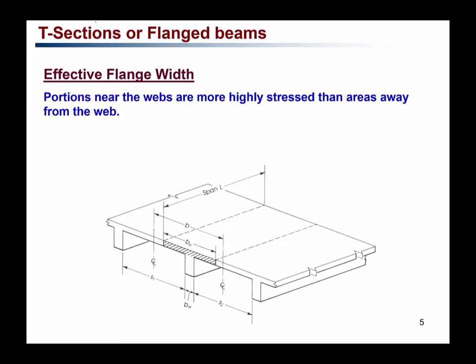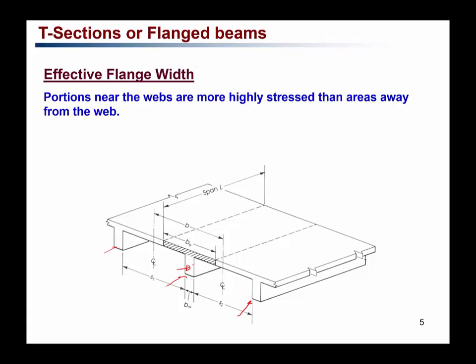Now, when we analyze a flange beam, we have to know how much width of the slab we have to consider as a part of the beam. So, for example, if we have 3 beams like this, and we are analyzing this particular beam, we have to see how much width of the slab has to be taken into account when you are analyzing that particular beam.